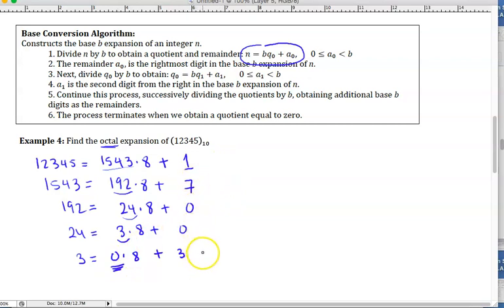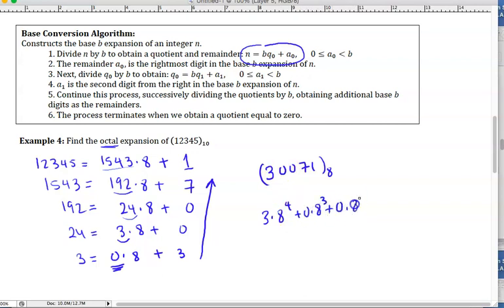Okay? Now your expansion goes from bottom to up. So your octal expansion is 3, 0, 0, 7, 1, base 8. Make sure that you go backwards, bottom to top. And you can check that by doing the reverse. If I take this and I do 3 times 8 to the power 4, 0 times 8 to the power 3, 0 times 8 to the power 2, 7 times 8 to the power 1, and 1 times 8 to the power 0, hopefully you get 12345.